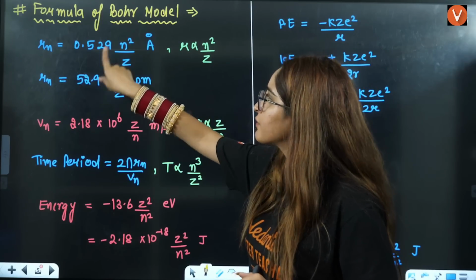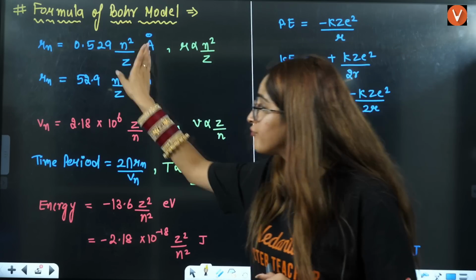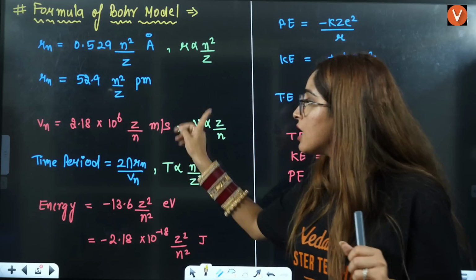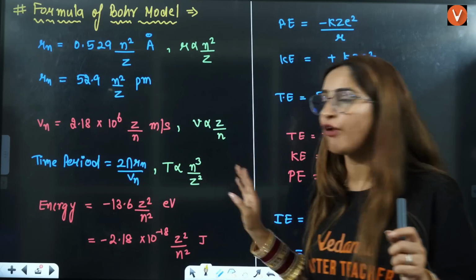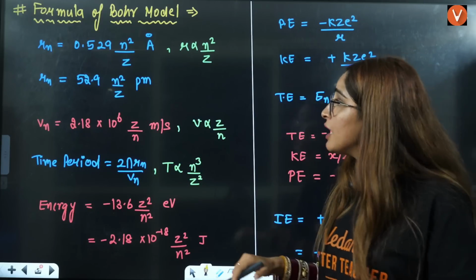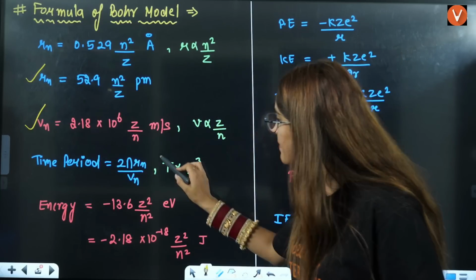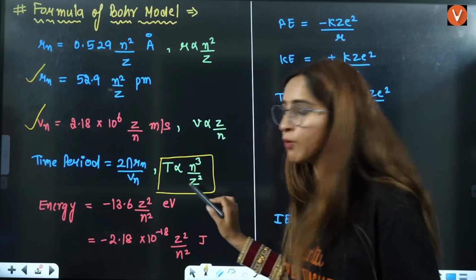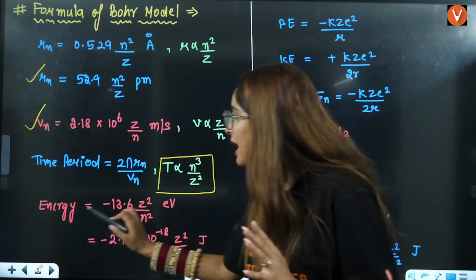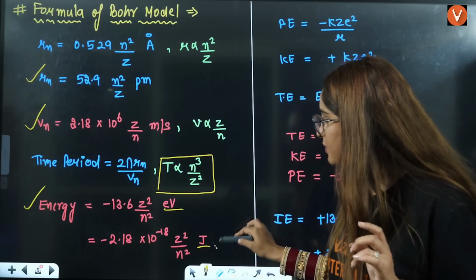That is, r_n equals 0.529 n square by Z Angstrom. Then the formula of velocity in terms of n and Z, and the formula of time period in terms of radius and velocity. You need to remember these formulas. Here, if you remember just that this is directly proportional to n cube and inversely proportional to Z square, that will be beneficial. Energy, you also need to remember the formula in electron volt as well as in joules.